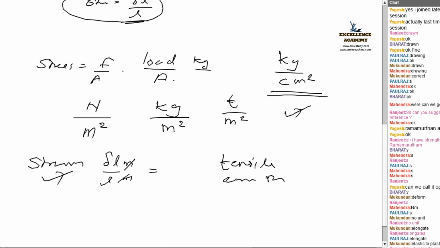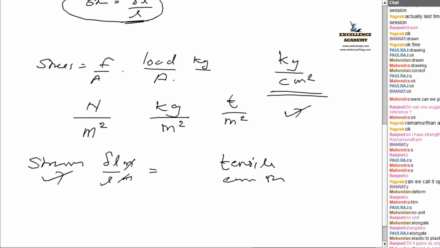To the plastic point, isn't it? That means, yes, till it gains its original position. Yes, Mahendra is giving me the right answer. That is Hooke's law. But what you said, Mugundan and Ranjit, is right. That is the limit up to which the elastic behavior is there. That is called the elastic limit.